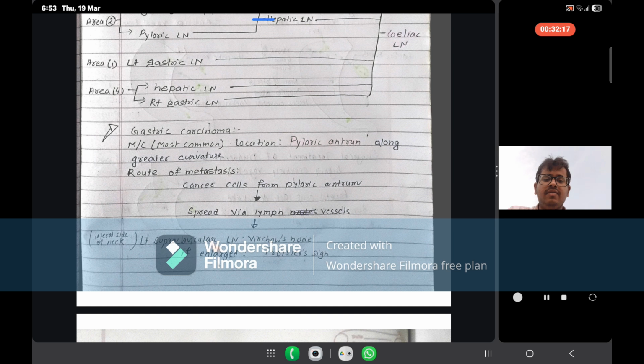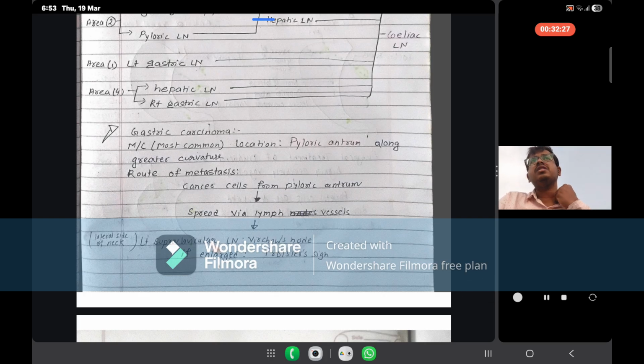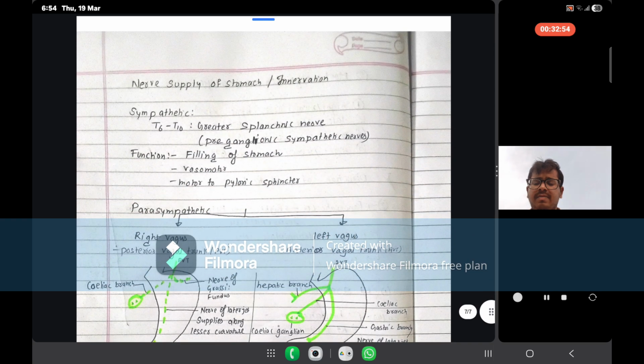Pyloric antrum cancer spreads via the lymph vessels. So from lower, when we move to the left, the supraclavicular lymph node, Virchow's node, if enlarged, is Troisier's sign. If Troisier's sign is seen, with enlargement of the left supraclavicular node, then there is a chance of cancer in the pyloric antrum location.